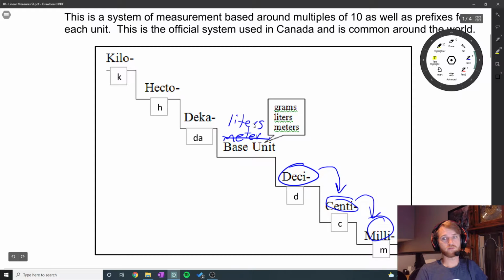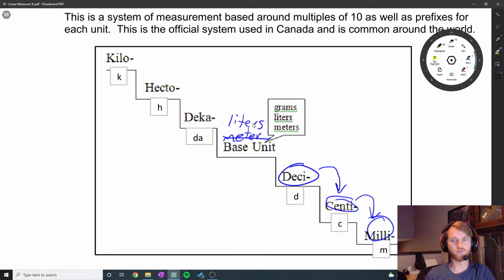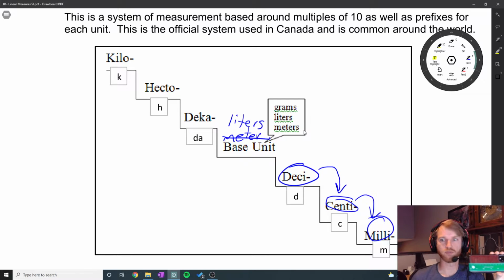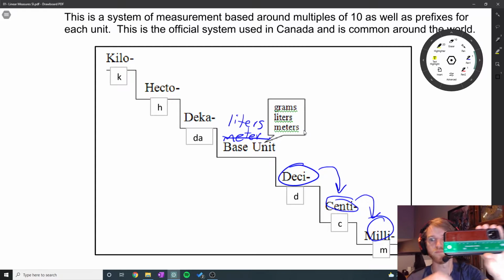This is really, really easy to work with because all you're doing when you're converting between these units is multiplying or dividing by 10, sometimes more than once. It really doesn't get harder. So let me give you a quick visual example. I've got my cell phone right here, and I've got a ruler stuck to it because I've got a magnet on my phone. I'm not magic.